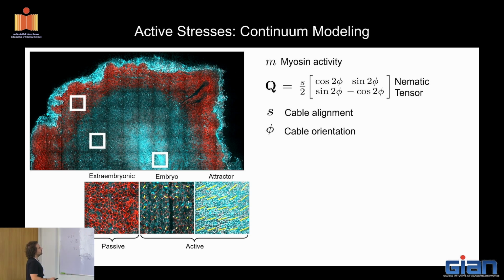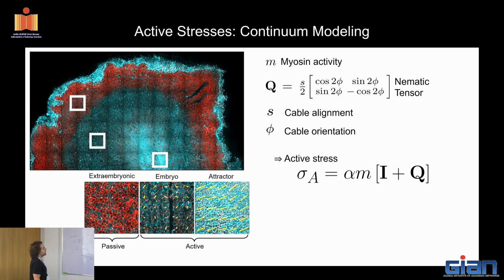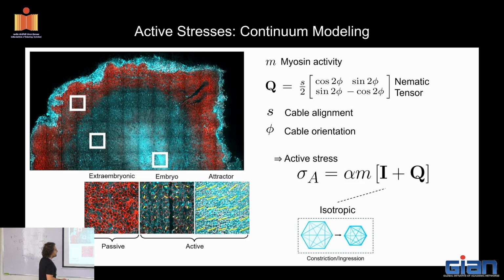Okay, so these are three fields, and therefore now we can just build the active stress. Myosin is going to be a fraction of activated myosin, basically a concentration. Alpha is going to be a scalar that maps myosin to stress. And then there is going to be an identity tensor that accounts for the isotropic contribution of forces or stresses. This could be associated with ingression.